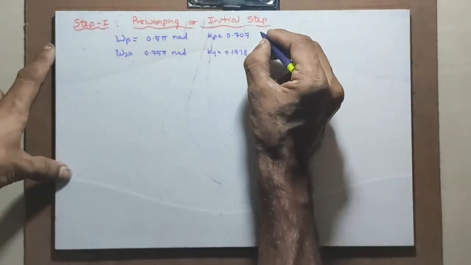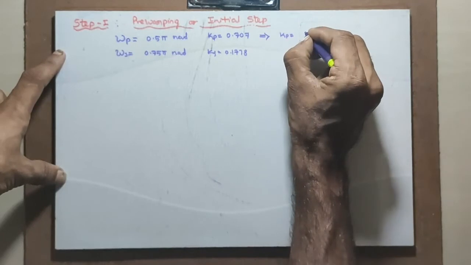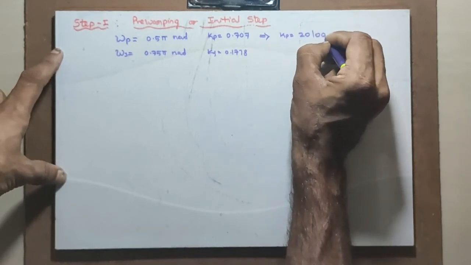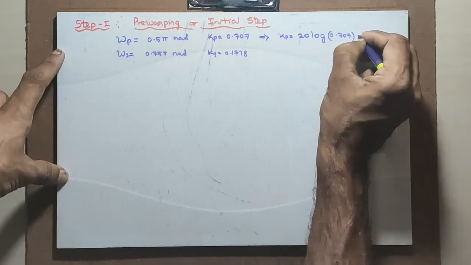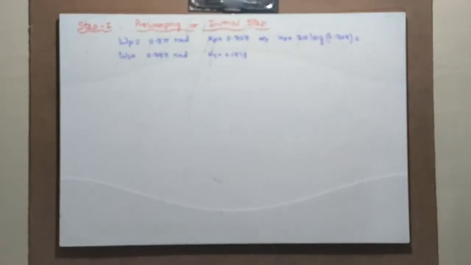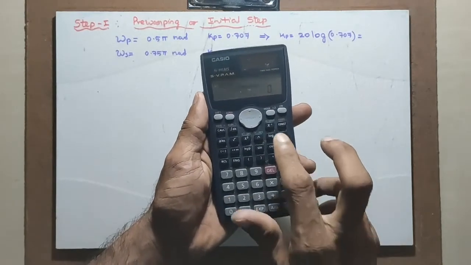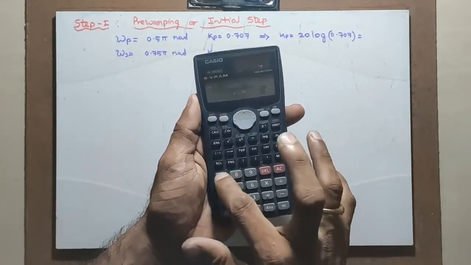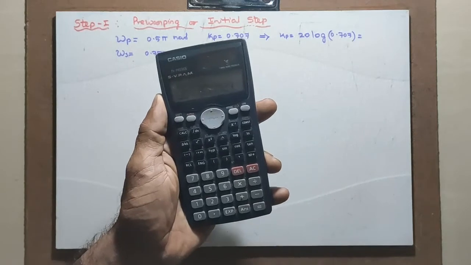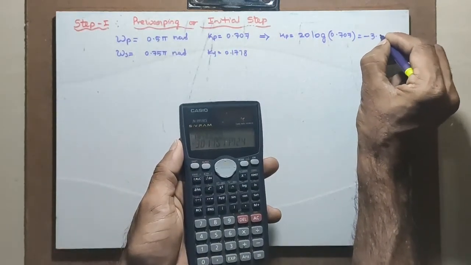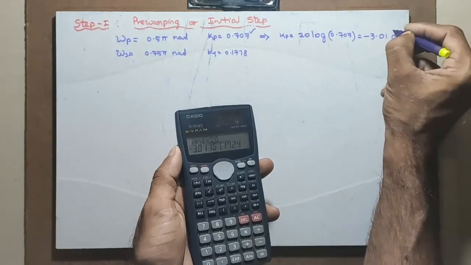Now Kp and Ks are not in the proper manner which is required. As I told you, they should be in decibels. What I shall do is operate upon them. For Kp, to get decibels, I apply 20 log of 0.707. Kp will come out: 20 log of 0.707 is equal to minus 3.01 decibels. So 0.707, whatever was given, I converted into minus 3.01 decibels.